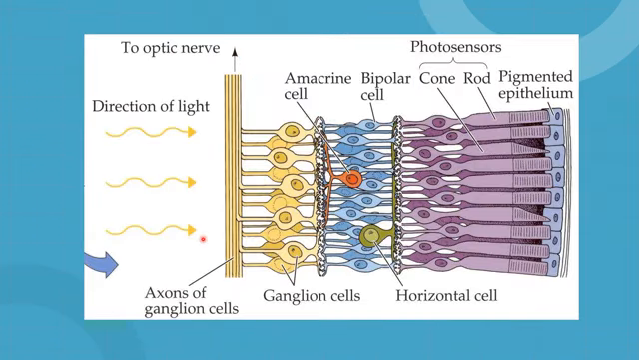So these are the different cell layers. One more picture shows the direction of light, and then the pigmented epithelium, rods and cones, which are present in the last layers of the retina.